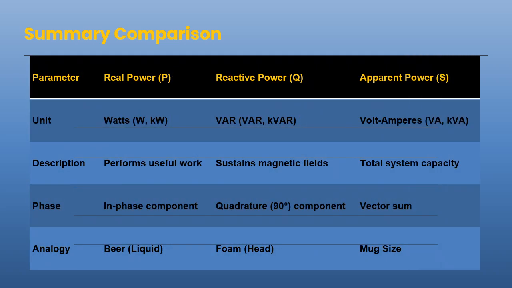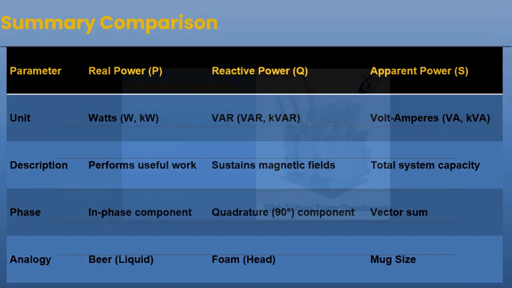Summary comparison. To quickly summarize, real power is measured in watts and performs useful work. Reactive power is measured in VARs and sustains magnetic fields. Apparent power is measured in volt-amperes and represents the total system capacity. Remember the analogy: liquid, foam, and mug size.